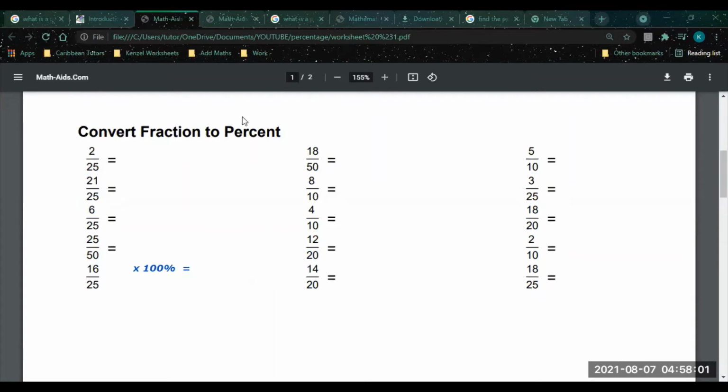So this here is the same as 6. Oh, my battery is low. Oh no, pause for a second, please.